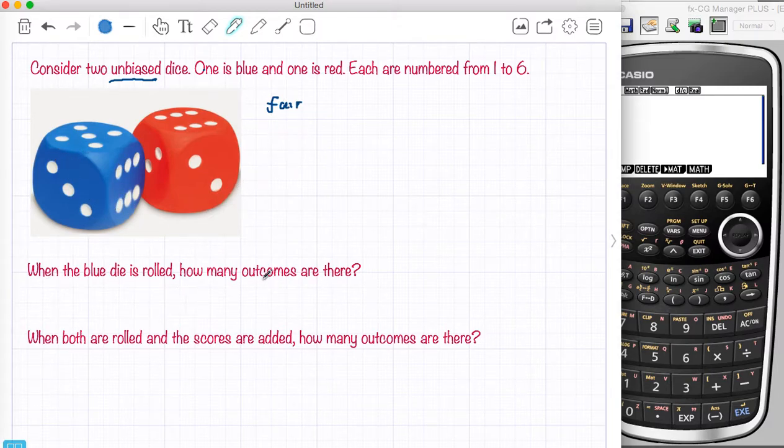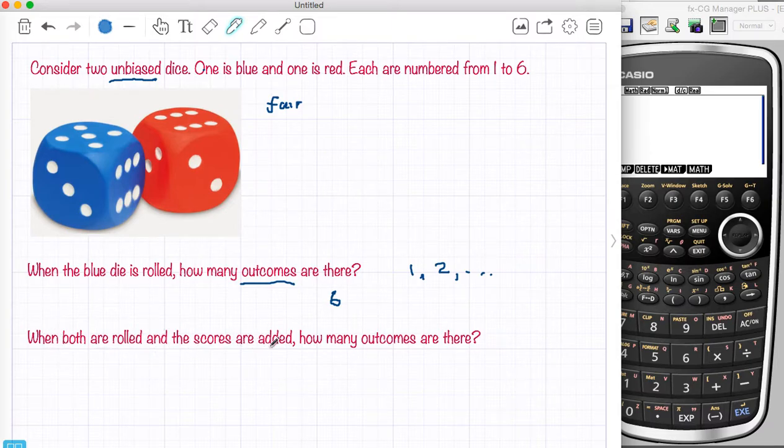Now when the blue die is rolled, how many outcomes are there? Outcomes are all the things that could happen. So when I roll the blue dice, it could land on a 1, a 2, a 3, a 4, a 5 or a 6. So in actual fact, we have 6 different outcomes.